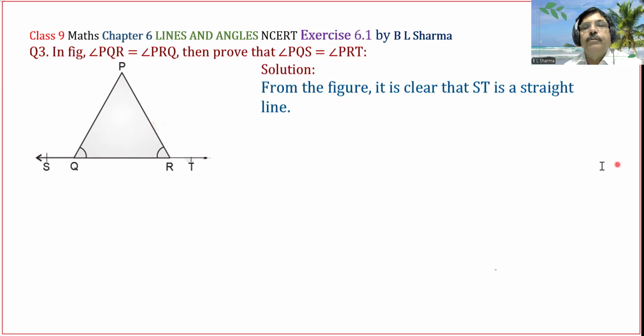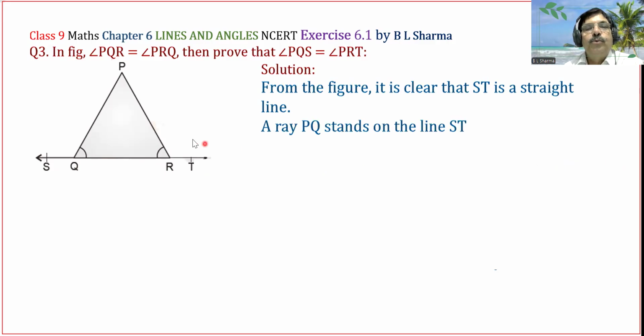सो सॉल्यूशन: from the given figure, it is clear that ST is a straight line. This is a straight line. Ray PQ stands on the line ST. That is why angle PQR plus angle PQS, their sum will be 180 degree. ये एंगल और इन दोनों एंगल का सम 180 डिग्री होगा बाय लीनियर पेयर एक्सीओम.